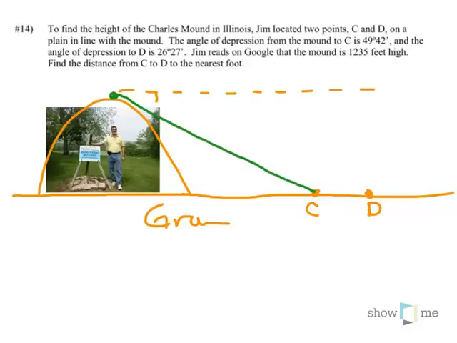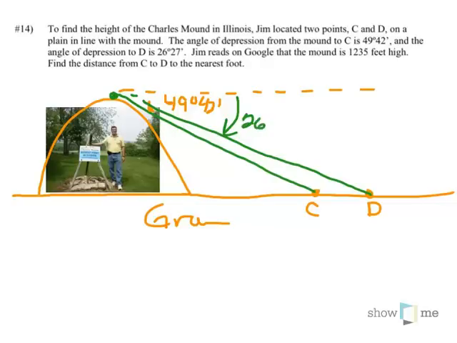So this angle of depression, 49 degrees, 42 minutes. And the angle of depression to D, so I have another one of these going to D, that's 26 degrees, 27 minutes.